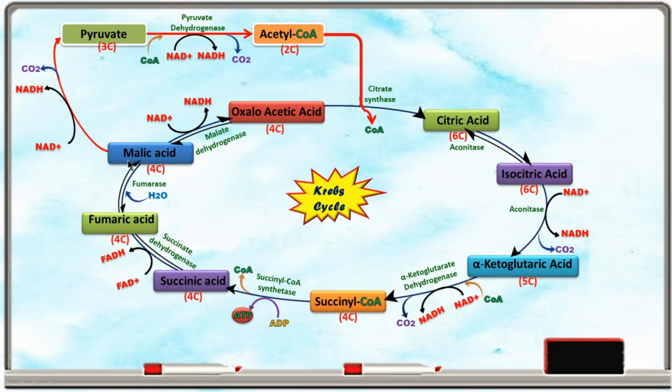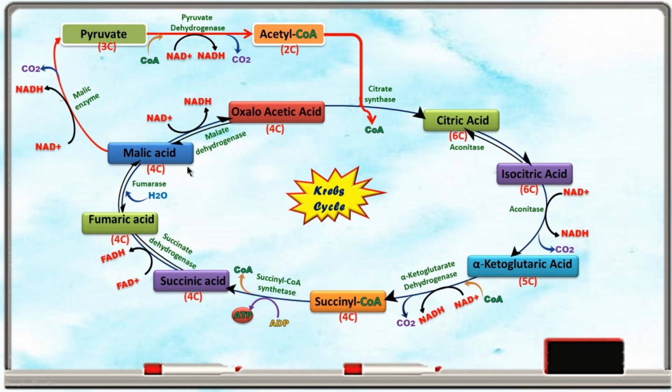And on the other hand, the malic acid can be converted into pyruvate with the help of an enzyme which is known as malic enzyme. And this malic enzyme is very important because it can bypass the route of malic acid to produce pyruvate instead of oxaloacetic acid, depending upon the need of the situation.